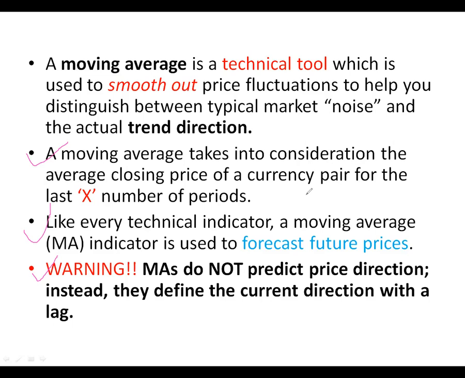So the moving average indicator that you will have on your chart is to give you the current direction of the past candles. That is what it does. It gives you the current direction of the past candles. So it is just printing the footsteps of what has already happened. Do you get it?